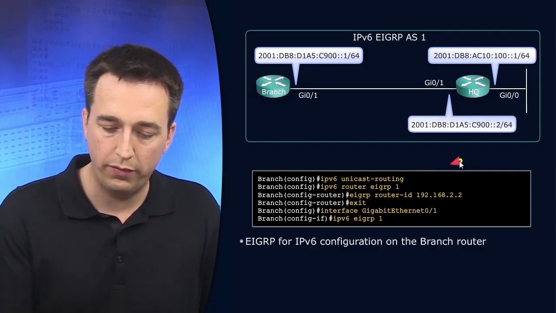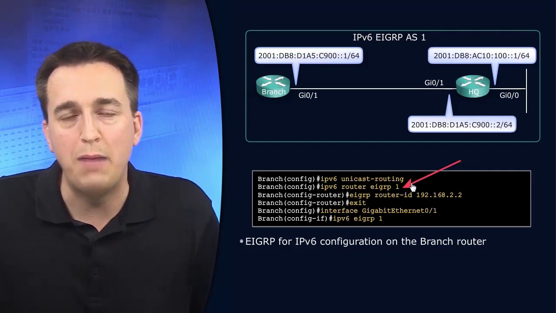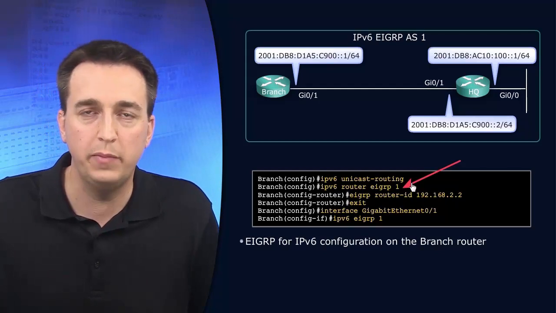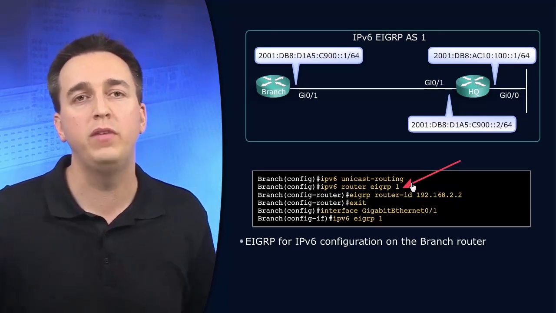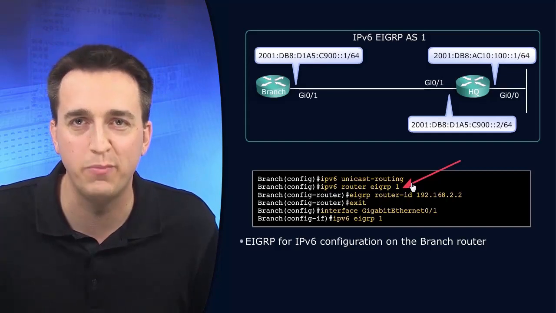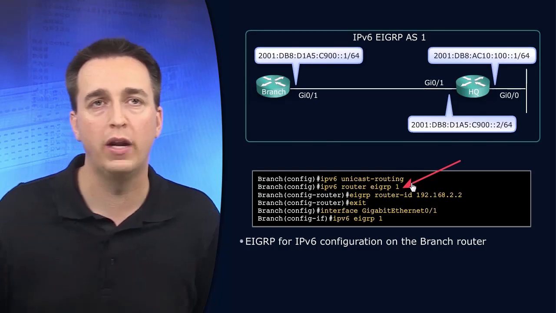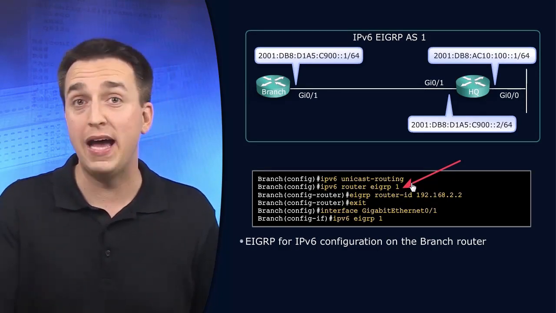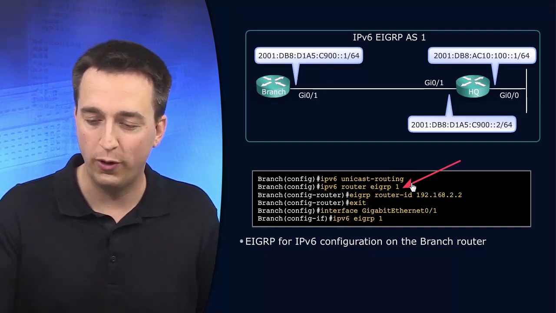And then after that, we can go into the IPv6 router EIGRP configuration mode by using this command and specifying the autonomous system number. Now, just like with EIGRP for IPv4, that autonomous system number has to match between neighbors. So when I configure HQ later, we have to make sure that the autonomous system number matches on that. If not, the neighborship will not form.